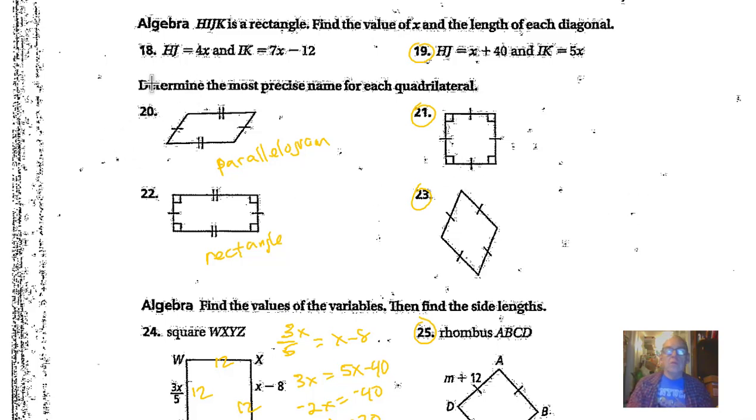Let's do number 18. Okay, these two diagonals need to be congruent. So 4x equals 7x minus 12. Take away 7x from both sides. Minus 3x equals negative 12. Divide by negative 3. x equals 4. And we also need to find the length of the diagonal. 4 times 4 is 16. So 4 and 16 are the two answers they're looking for in number 18.